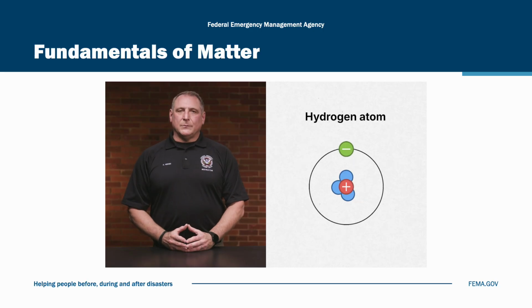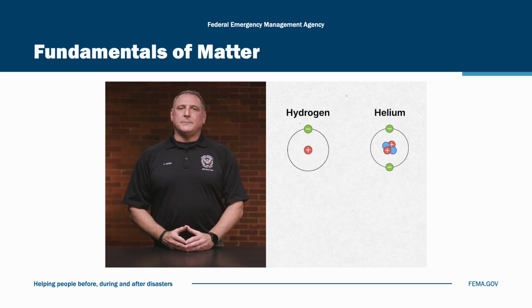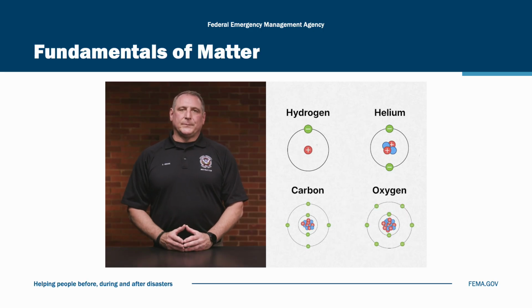These are called isotopes, or equal types of hydrogen, because the number of neutrons does not change the chemical nature of the atom. So an atom with 1 proton is hydrogen. If it has 2 protons, it's helium. 6 protons, it's carbon. 8 protons, it's oxygen, and so on.